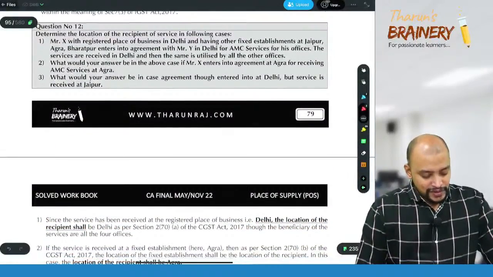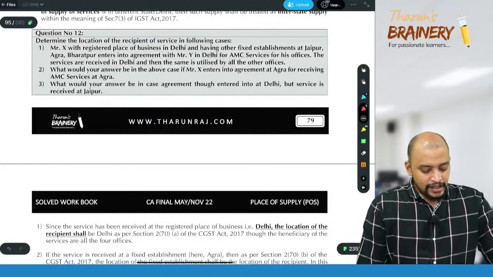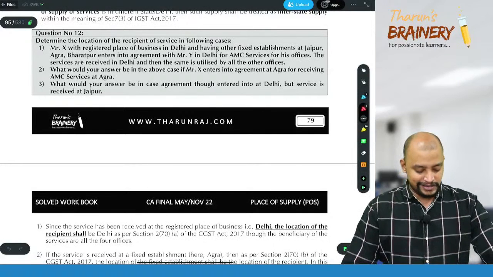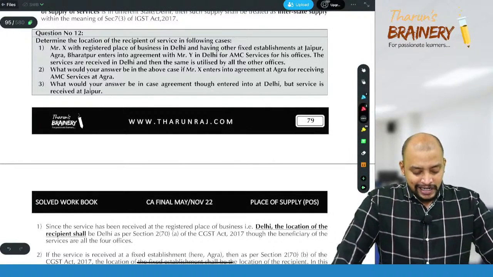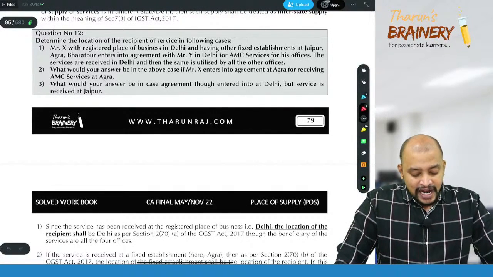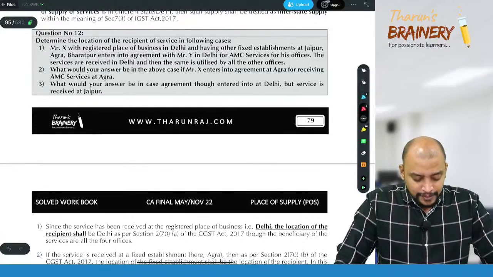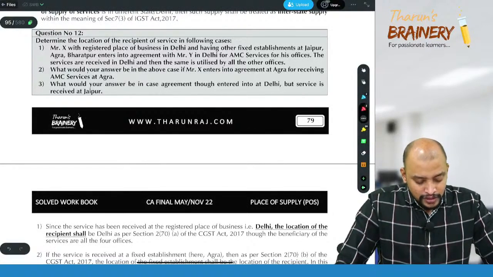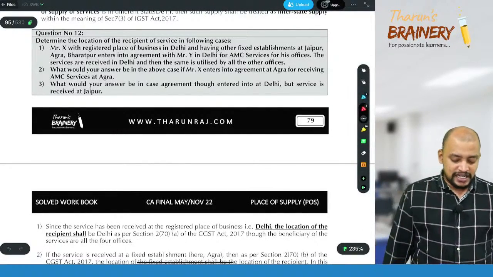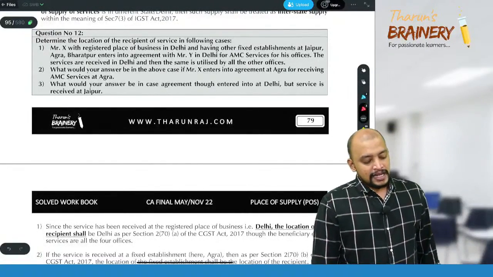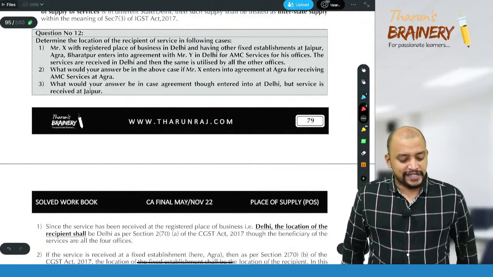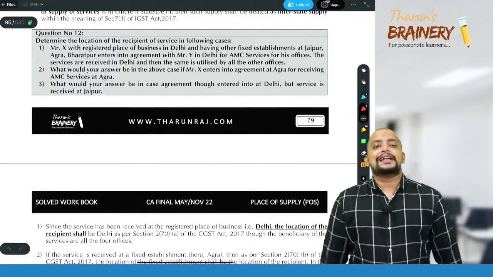Then question number 12. Determine the location of recipient of service in the following cases. First, Mr. X with registered place of business in Delhi and having other fixed establishments at Jaipur, Agra, Bharatpur, enters into agreement with Mr. Y in Delhi for AMC services for his offices. The services are received in Delhi and the same is utilized by all other offices. First, what will be taken as the location of recipient?